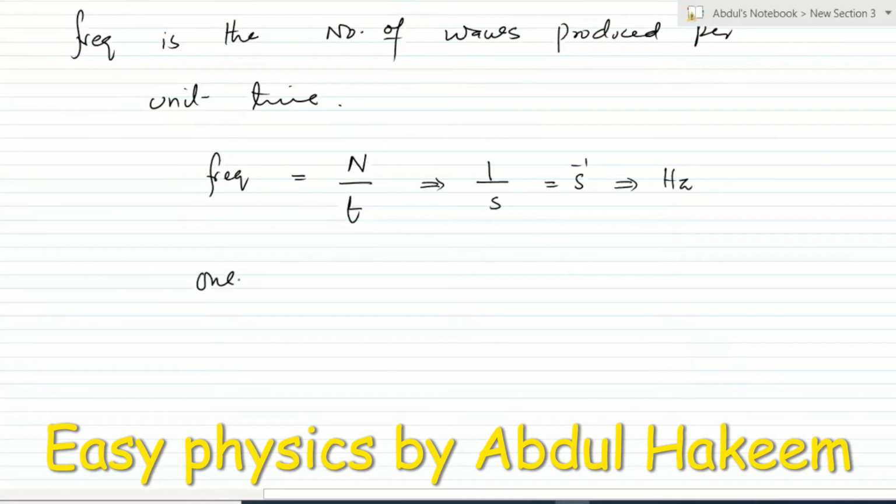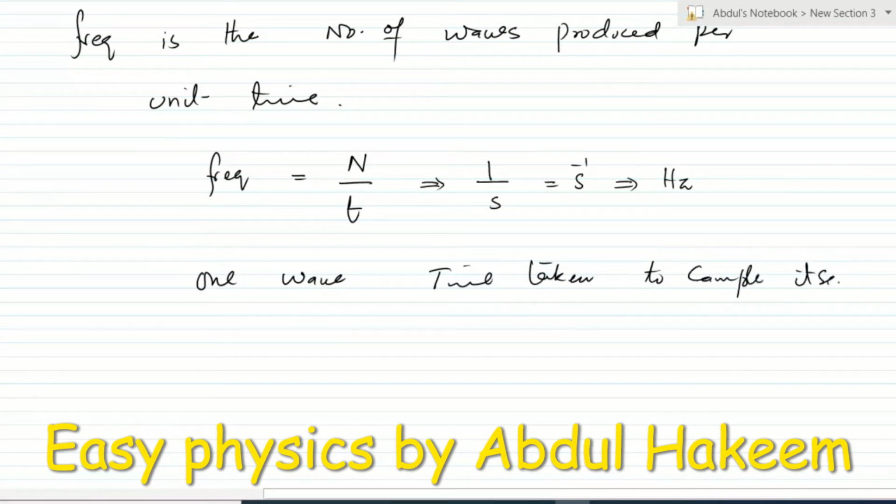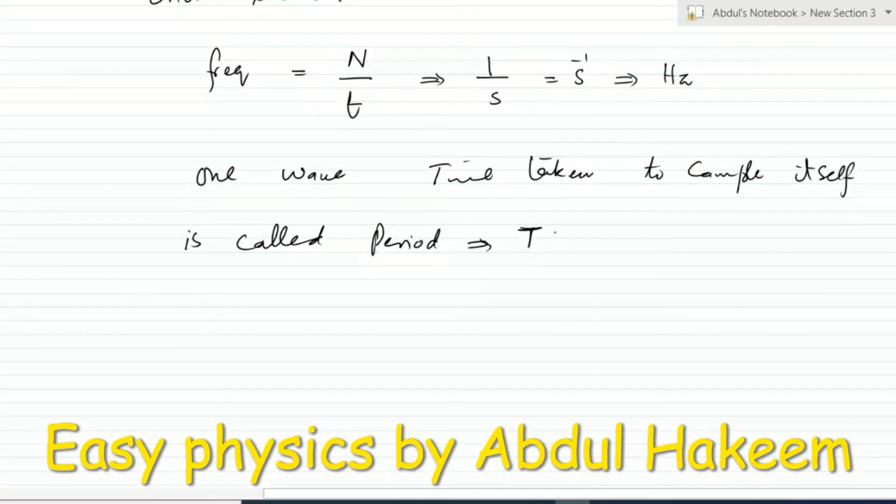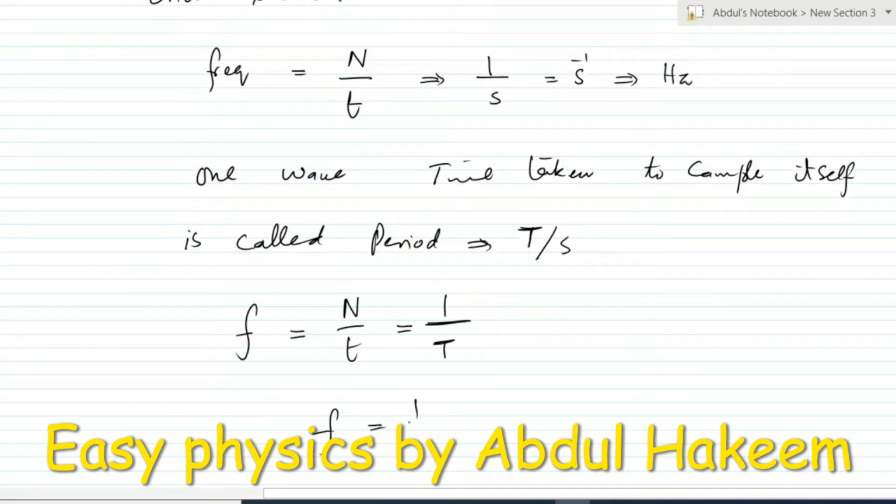But for one wave, the time taken to complete itself, the time required by one wave to complete itself, is called period, and it is represented by capital T, measured in seconds. So the frequency: suppose the number is one wave, and the time taken by one wave is T. That's why frequency is 1 over T. But the original formula is total number of waves divided by total time.